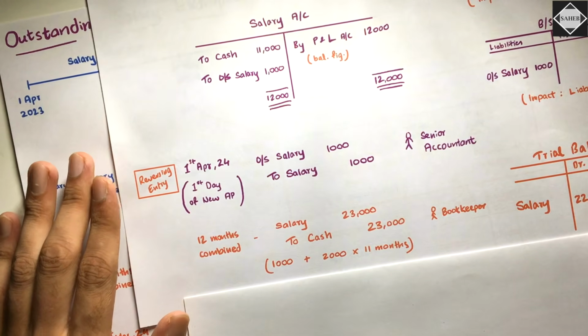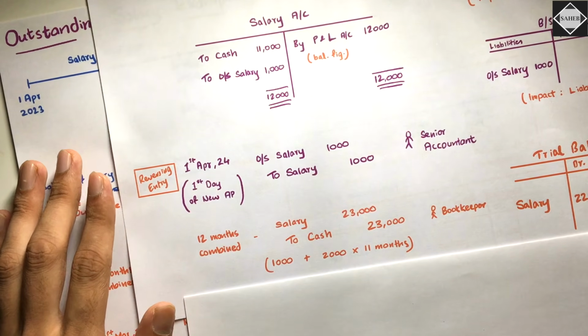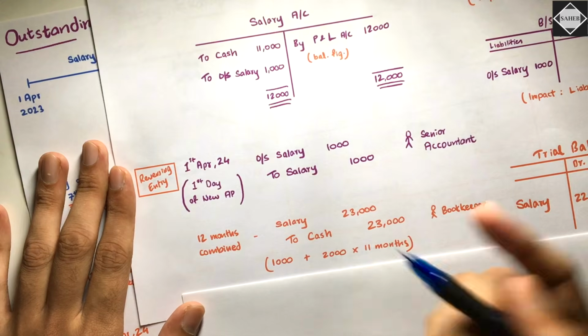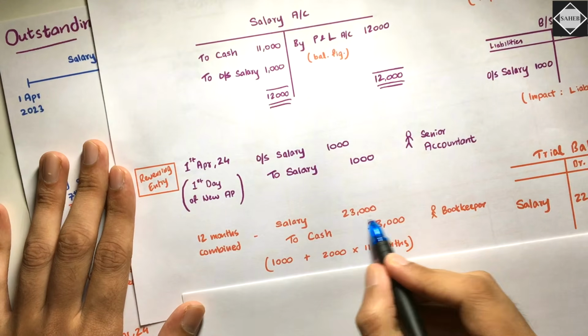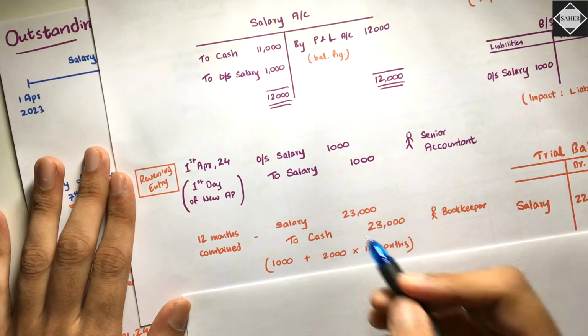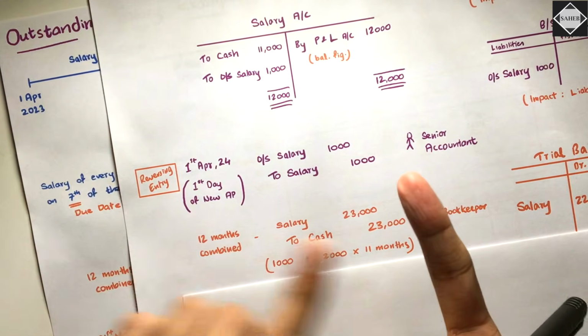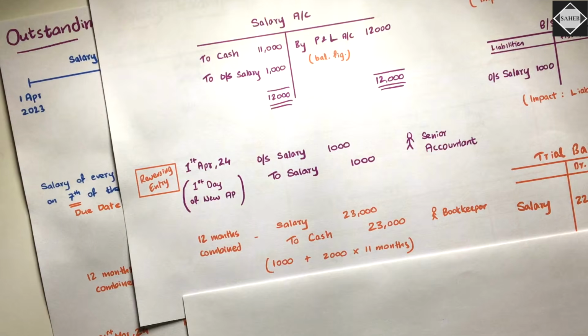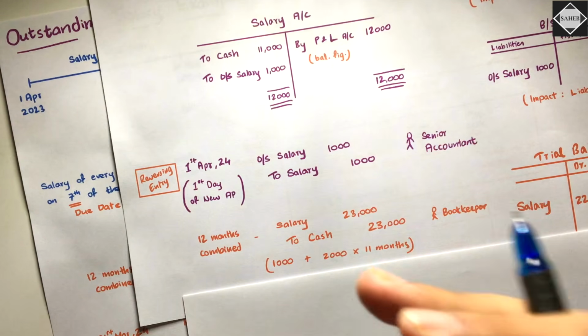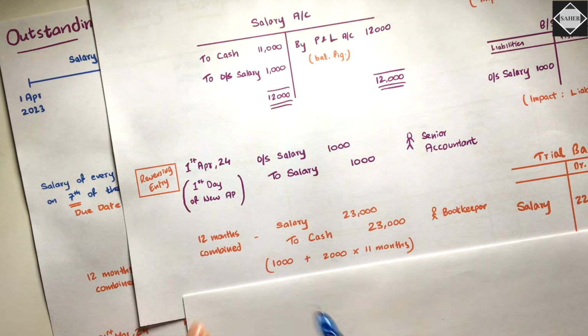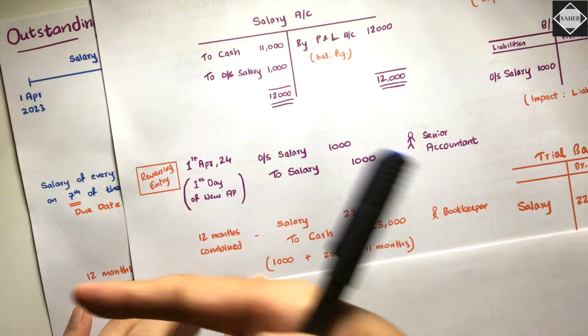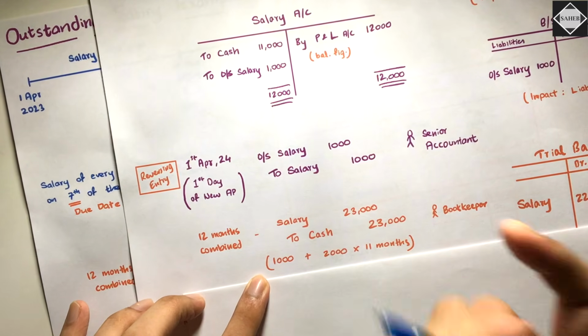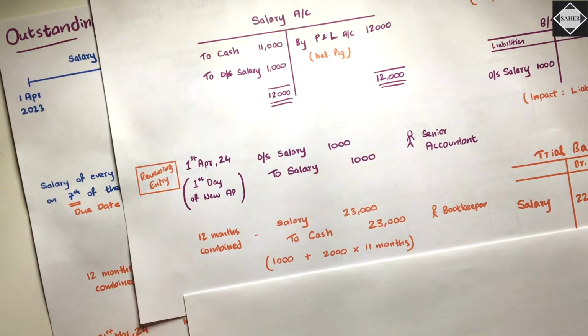But there is a problem now. Understand, the problem is we have debited salary account in this current accounting period as 23,000. But you know, out of this 23,000, 1,000 belongs to the previous accounting period. Sir, you said according to matching concept, we have to take the expenses which have been incurred in the current accounting period. So this 1000 has been incurred for the previous accounting period. How can we take this salary value in this current accounting period? Yes, we can't. That's why the reversal entry was passed.